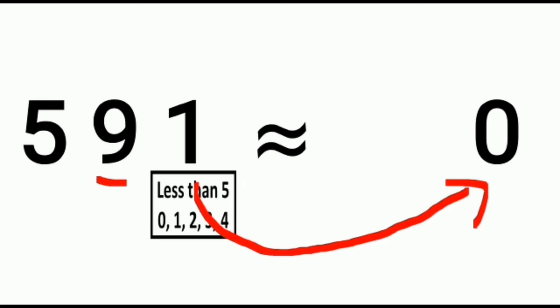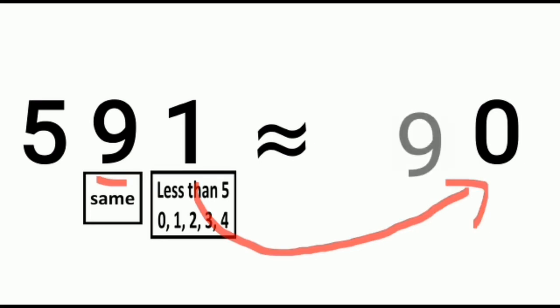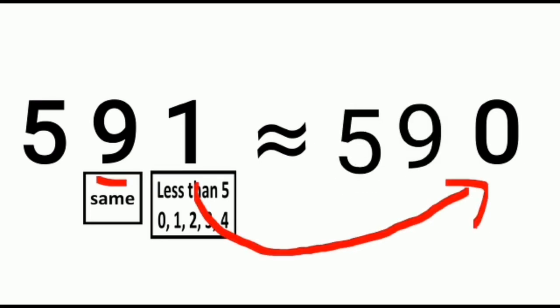Okay, next is 591. The same process. This is the tens place jisko change karna hai. In place of the 1 you will write a 0. After that check this one. So here it's less than 5, that's why 9 is not going to change, it will remain same. So we are going to write 9 and then 5 will also not change.